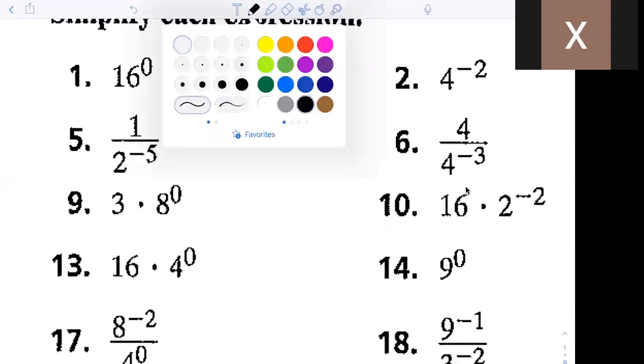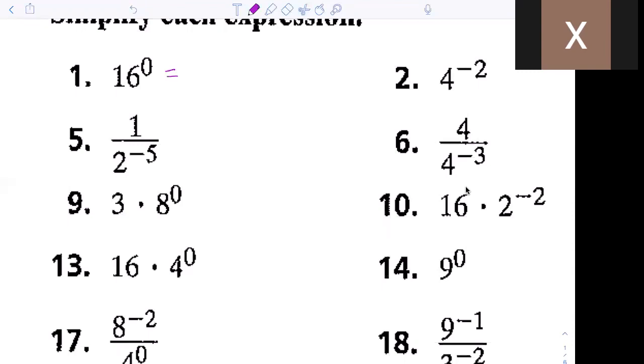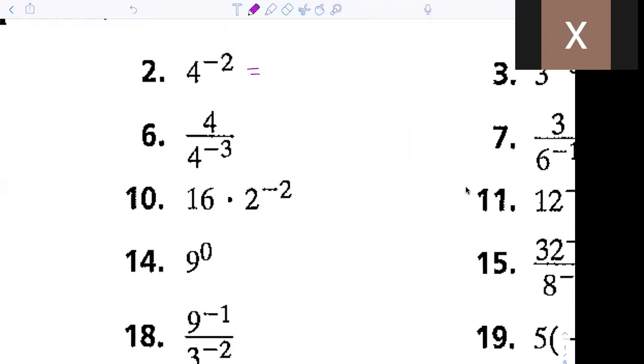So I'm going to change this. Everyone should be able to tell me 16 to the 0 power is 1. 4 to the negative 2 is? What is 4 to the negative 2? 1 over 4 squared. That's what that answer is. That's what I want everybody to write down. 1 over 4 squared. Now look, if you don't understand number 2, when I do number 3, you're going to know how to do number 3 if you're paying attention.